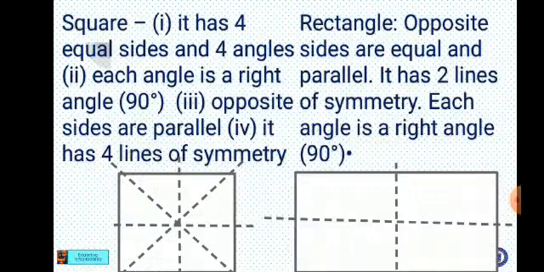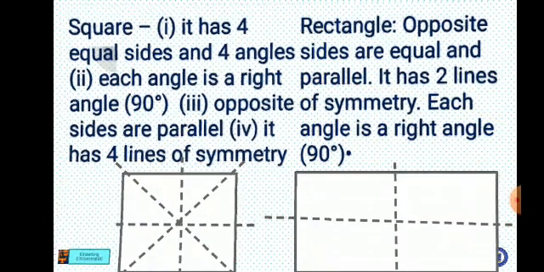Then the second one is rectangle. The properties: opposite sides are equal and parallel. It has two lines of symmetry. Each angle is a right angle, that is angle 90 degrees. As you can see, this line divides this shape into two equal parts. That's why it has two lines of symmetry.